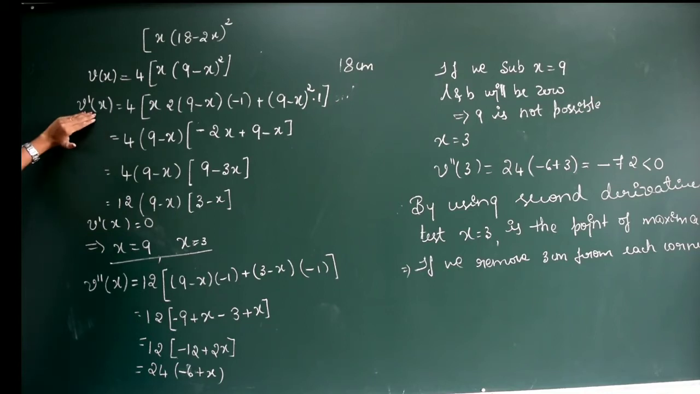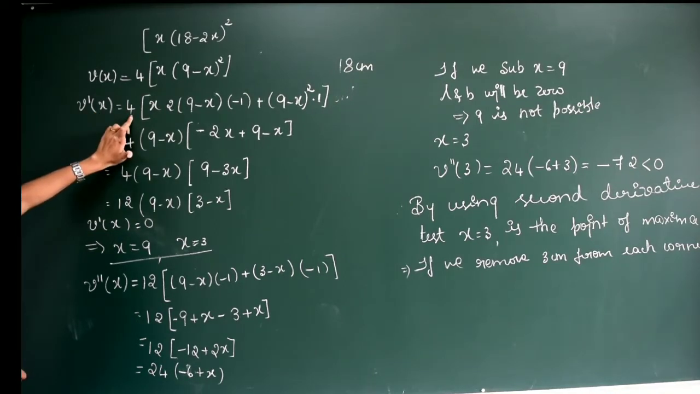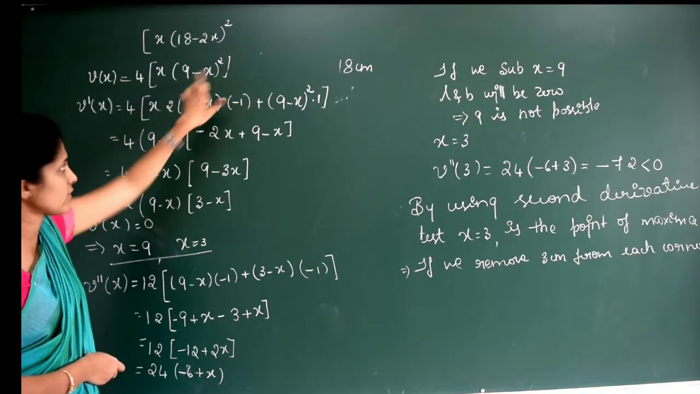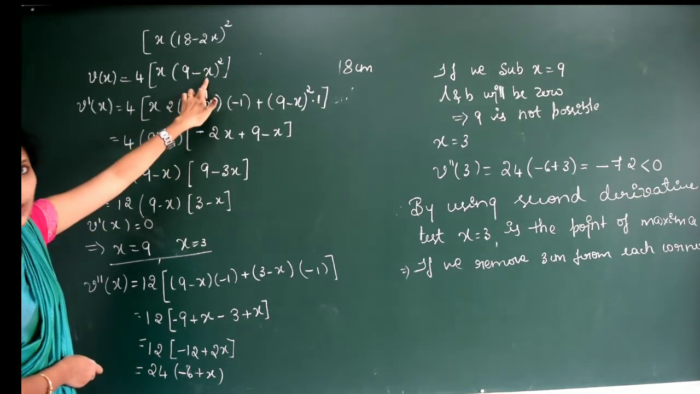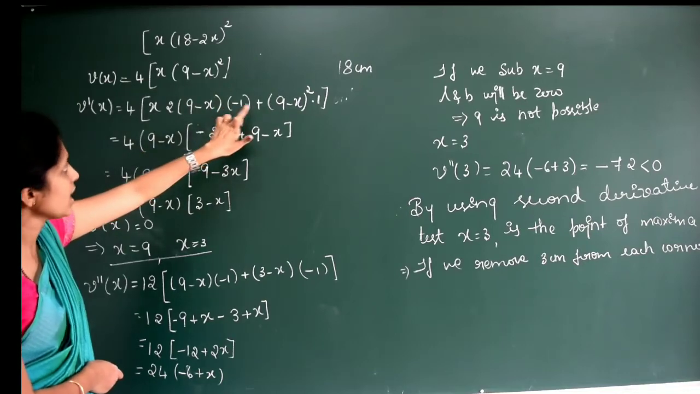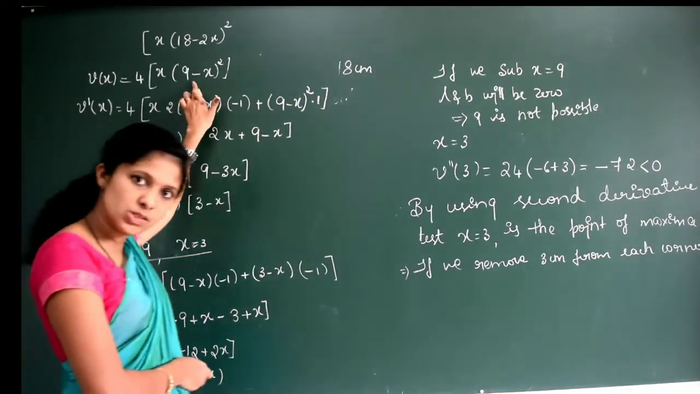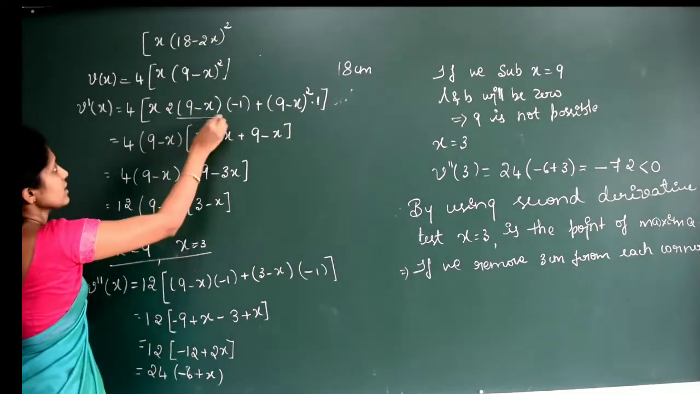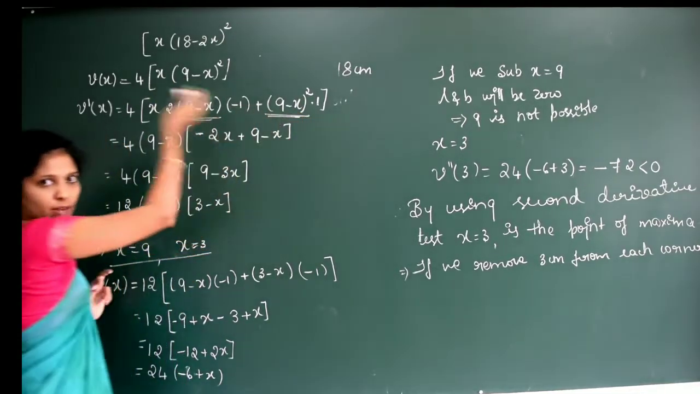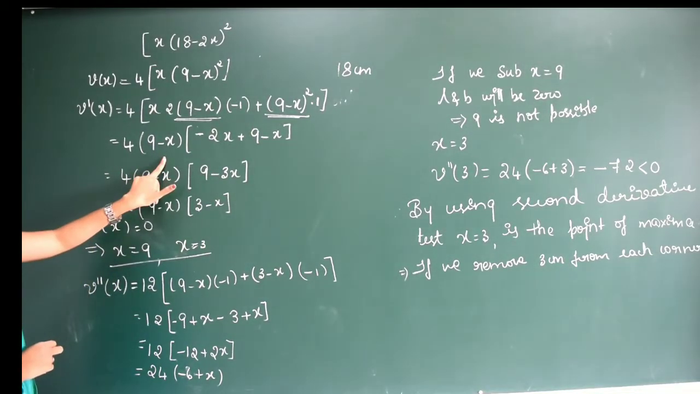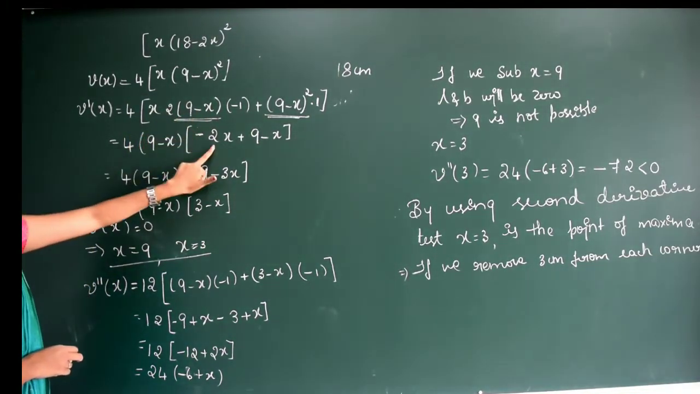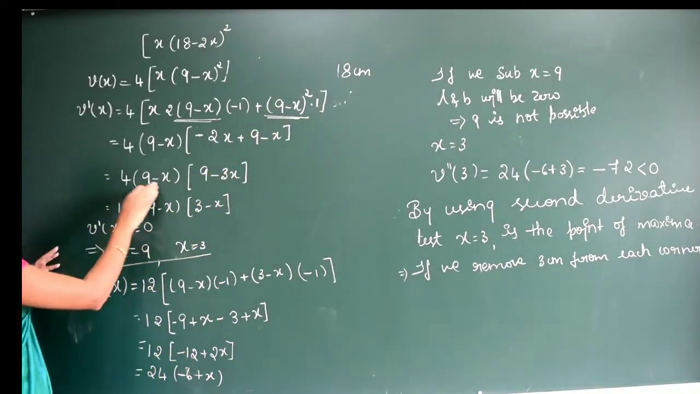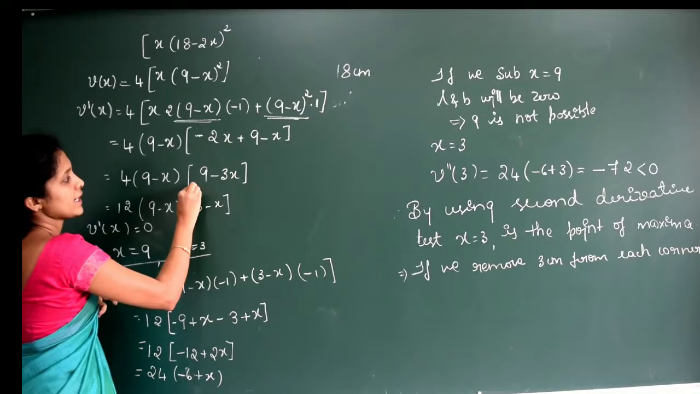Now differentiate, V dash of x: 4 constant as it is, then I keep x as it is. Derivative of 9 minus x whole square will be 2 into 9 minus x, derivative of minus x will be minus 1, plus next 9 minus x whole square as it is and derivative of x is 1. Here you can observe 9 minus x is common, right? So we have taken out. So here 4 into 9 minus x, remaining with here minus 2x, here plus 9 minus x.